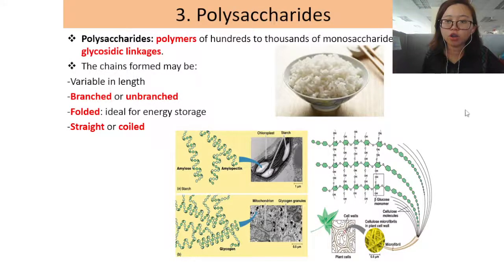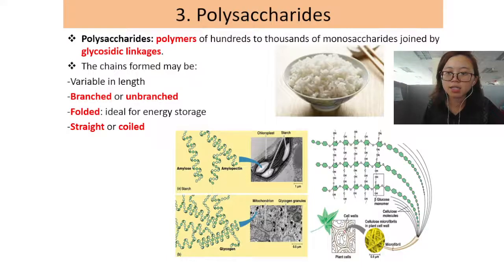Let us move on to the third class, which is polysaccharides. So polysaccharides are polymers of hundreds to thousands of monosaccharides joined by glycosidic linkage. Asalkan dia lebih daripada 2 biji, kita boleh kira dia sebagai polysaccharide sudah. Dan biasanya polysaccharide ini sangat panjang. The chains formed may be variable in length. Okay, they can be very long. Some of them can be kind of short.